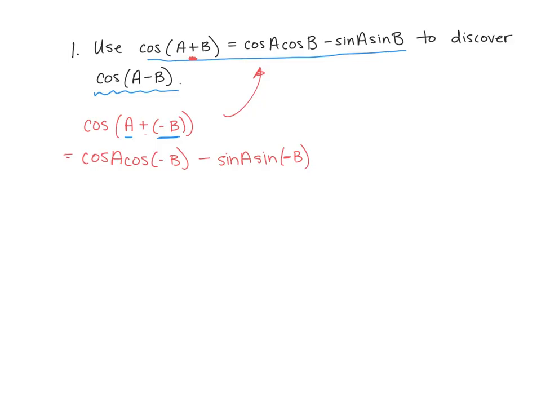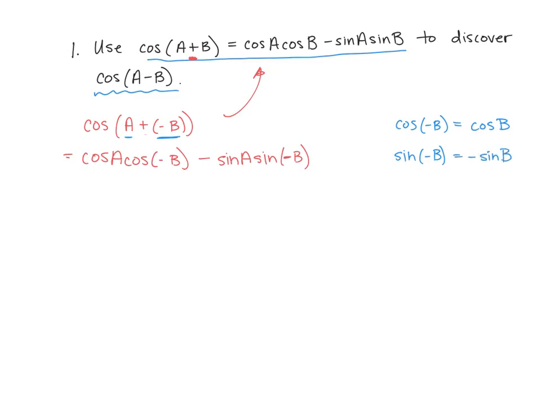But we don't want to leave our angles with these negative angles in them. So, using our knowledge from this particular lesson, we know that cos of a negative angle is equal to cos B. Sine of a negative angle equals negative sine of that angle.